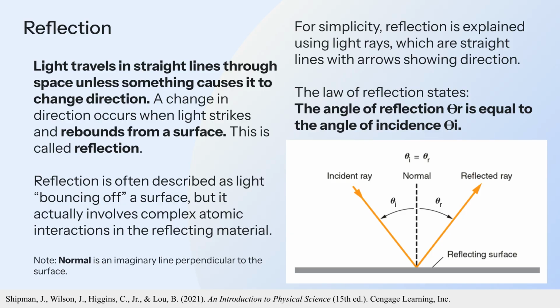That's really cool. Now that we know how fast light travels, let us look at how it interacts with surfaces when it strikes them. Light normally travels in straight lines until something causes it to change direction. Reflection happens when light strikes a surface and bounces back. To simplify this behavior, we use light rays, which show the direction light travels. The law of reflection states that the angle of reflection is equal to the angle of incidence. These angles are measured from a line called the normal, which is perpendicular to the surface. This rule explains how mirrors form images and control where light goes.